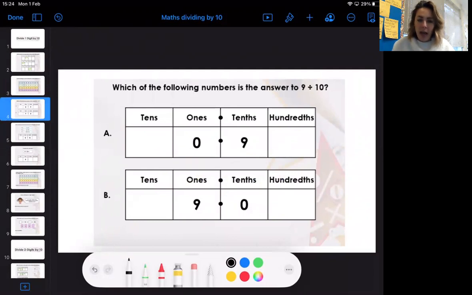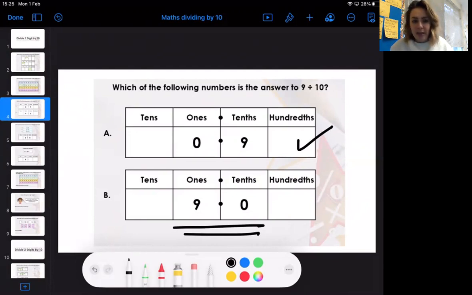Let's have a look at the next question. Which of the following numbers is the answer to 9 divided by 10? Is it A, 0.9, or B, 9.0? Pause the video and answer the question. Change your colour pen. 9 divided by 10 is 0.9, the correct answer. This number here is still 9, so they haven't divided it by 10 at all. They have kept it the same.